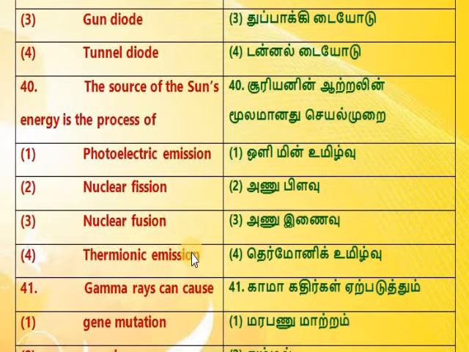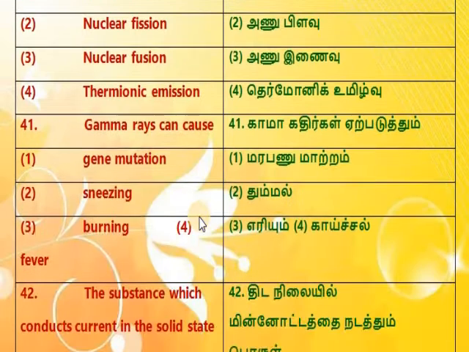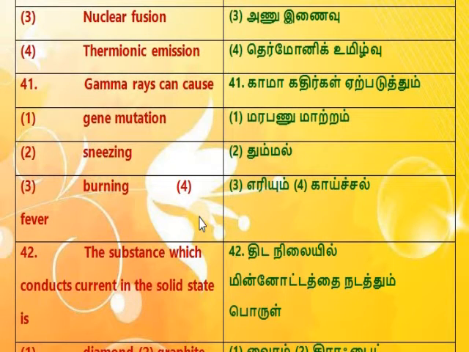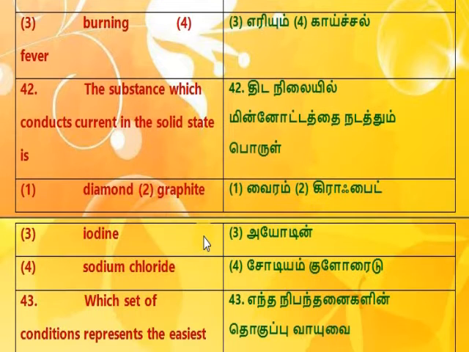40. The source of the sun's energy is the process of: 1. Photoelectric emission, 2. Nuclear fission, 3. Nuclear fusion, 4. Thermionic emission. 41. Gamma rays can cause: 1. Gene mutation, 2. Sneezing, 3. Burning, 4. Fever. 42. The substance which conducts current in the solid state is: 1.